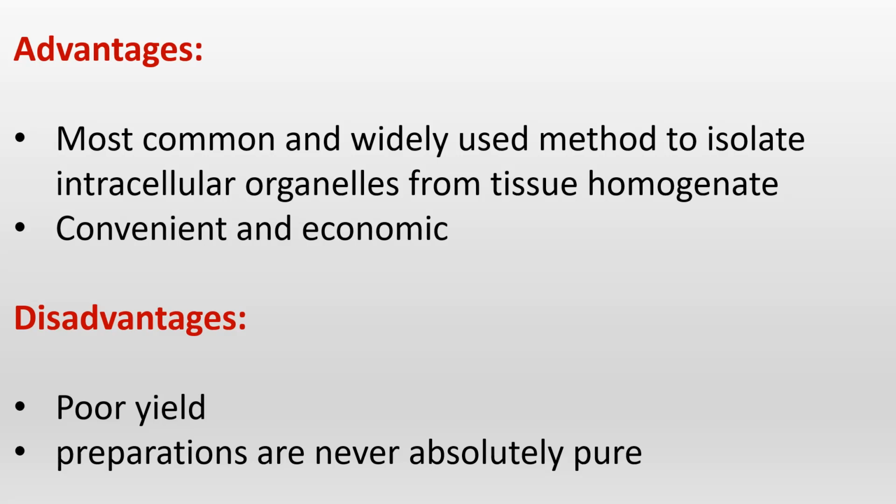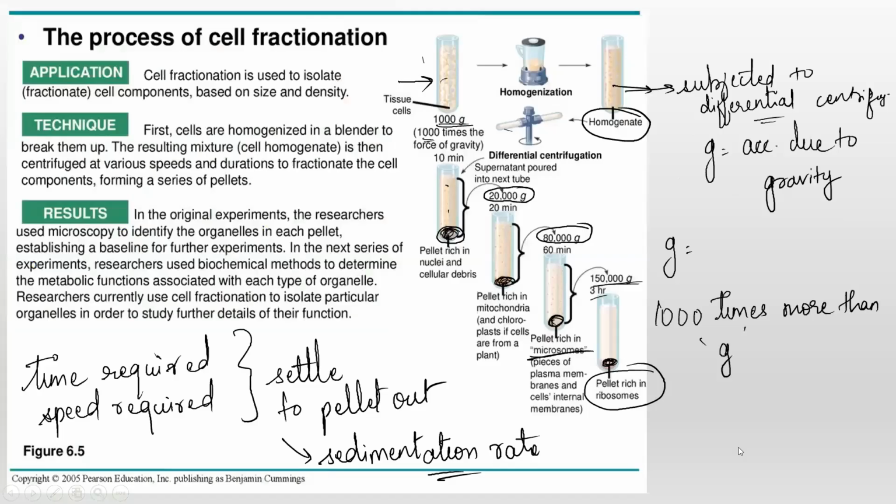So when you're working with cell organelles, how will you identify them? You will have to do microscopy at every step to identify what the pellet is. Go back to the slide. First, cells are homogenized in the blender, breaking them up. You get the pellets. So the researchers use microscopy to identify the organelles in each pellet. That is what will tell them whether the organelles are intact.